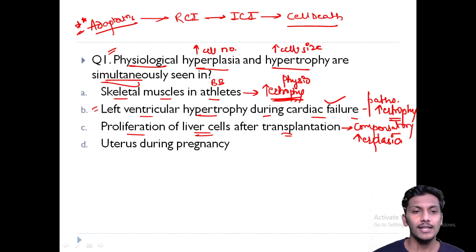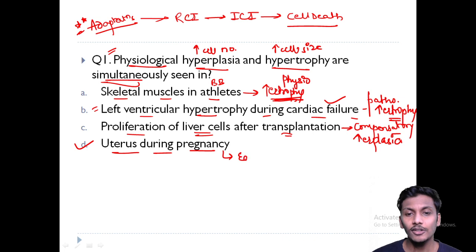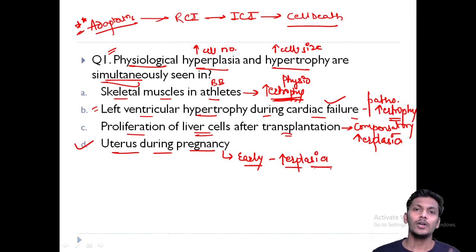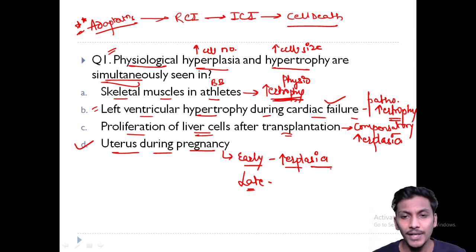The last option we are left with is option D, uterus during pregnancy. This is your right answer because, as we all know, in early stages of pregnancy the uterus grows in size. In early stages of pregnancy, the uterine growth usually occurs due to hyperplasia of the myometrium, that is hyperplasia of the smooth muscle cells of the uterus. Whereas in the late stages of pregnancy, that is after mid gestation, the uterine growth which occurs is predominantly due to the myometrial hyperplasia.